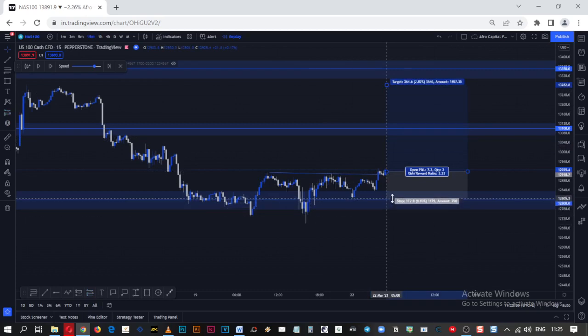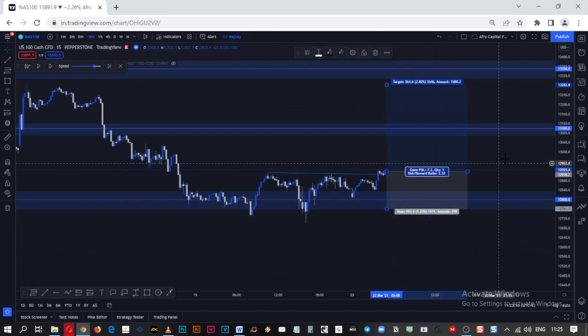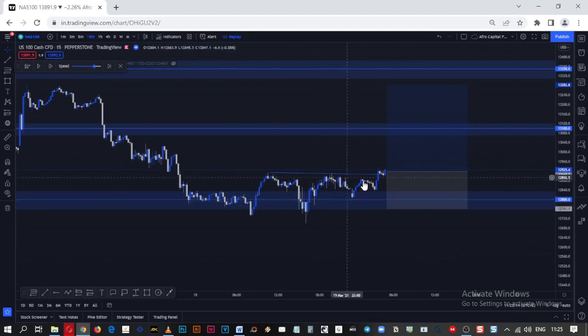This was your low. Why we took our buy? This side took out both these highs. So we are anticipating price to be moving on the upside.